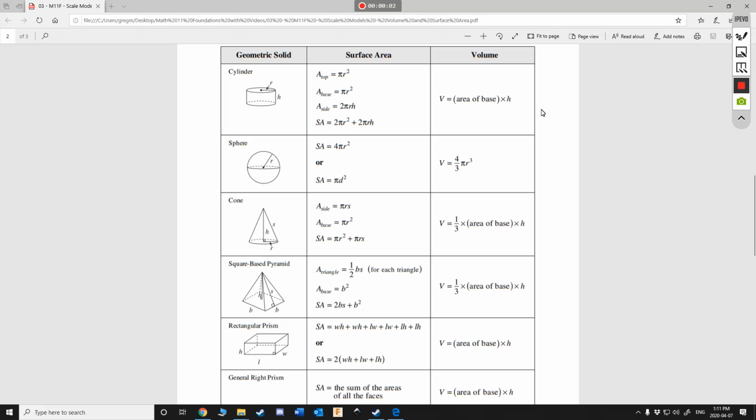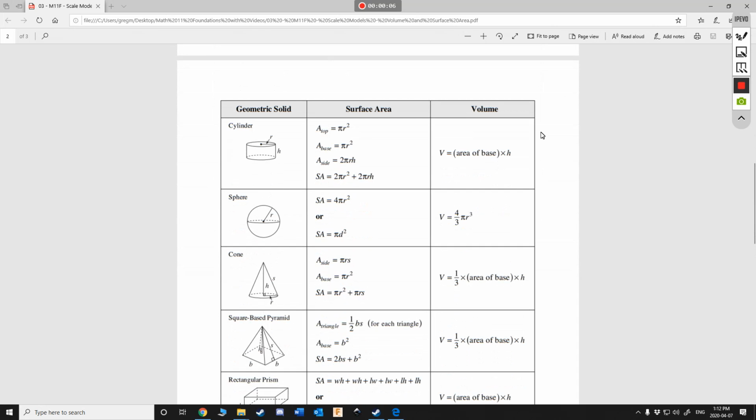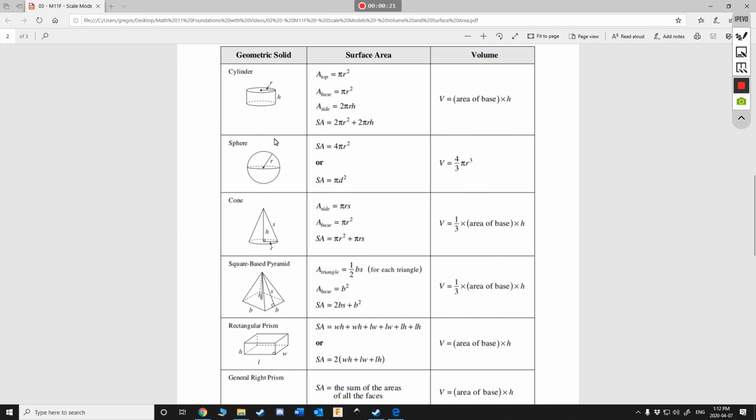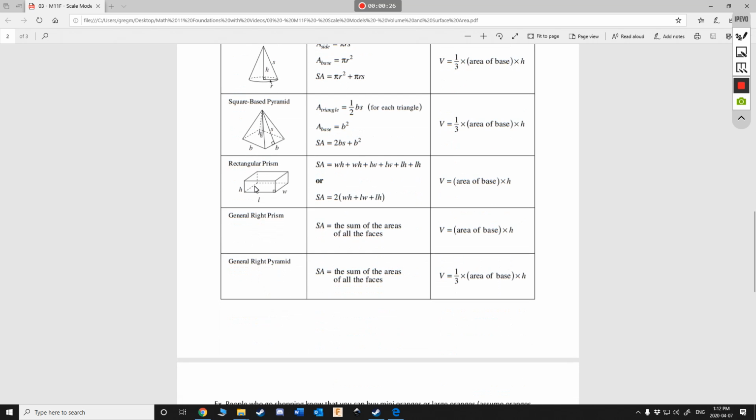Okay, so before we get to the second question, I'm just going to show you page 2 of this one. This is basically a copy of the old grade 10 provincial exam formula sheet. It's a really good summary of the different geometric shapes that we come across. It has the surface area and volume for cylinders, spheres, cones, square-based pyramids, rectangular prisms, etc.